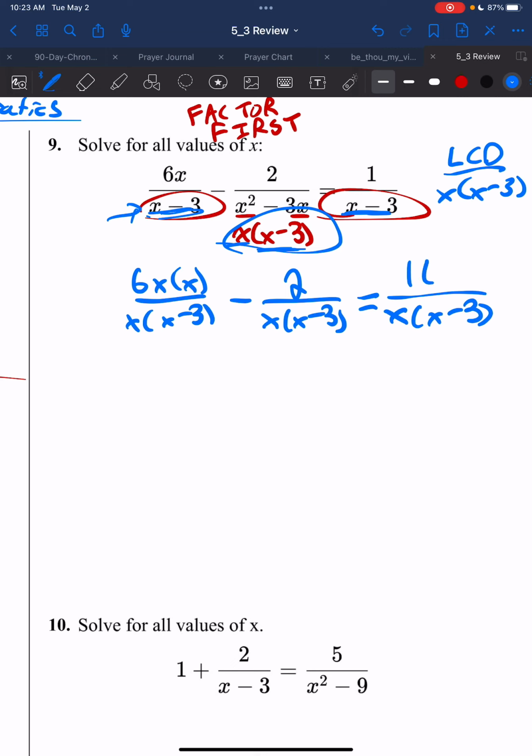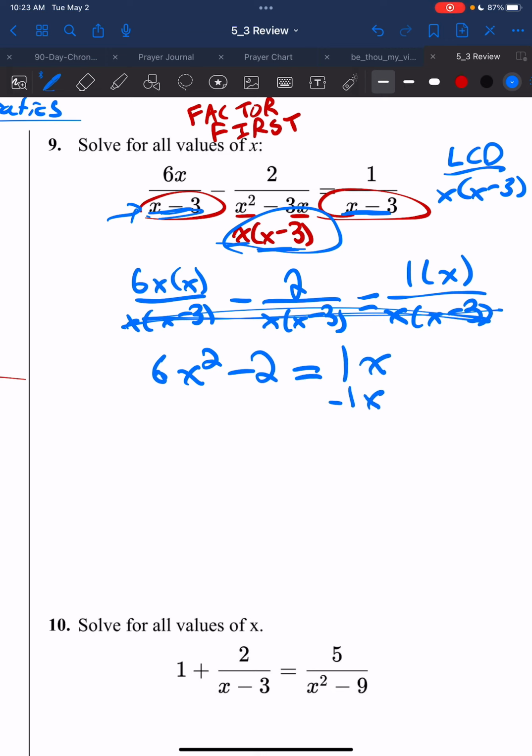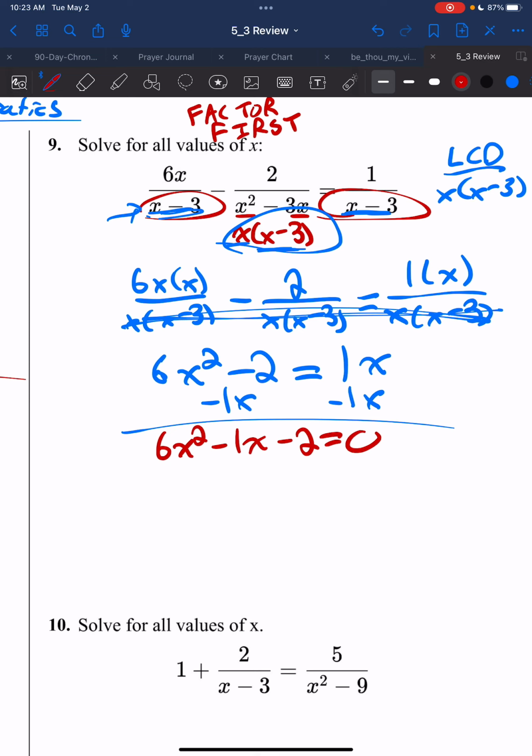So I'm missing the x. So I'm going to multiply these out, and get rid of the denominator. So I've got 6x squared minus 2 equals 1x. I need to get one side equal to 0, so I'm going to subtract 1x on both sides. And then I've got 6x squared minus 1x minus 2 equals 0.